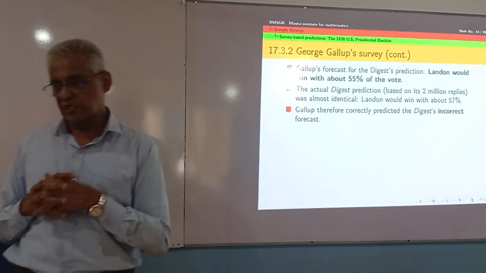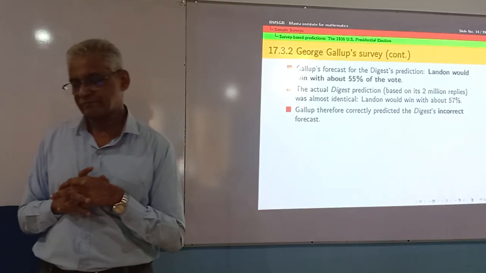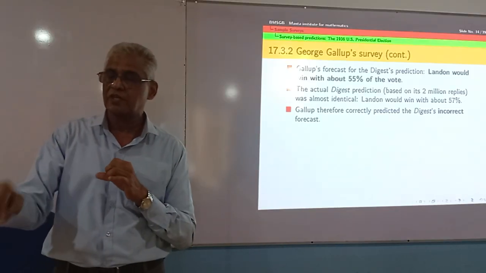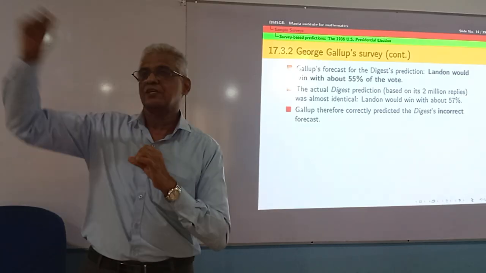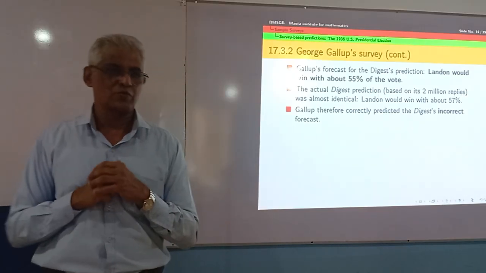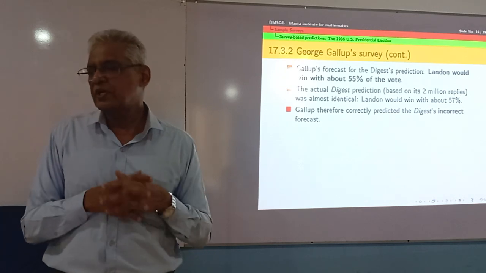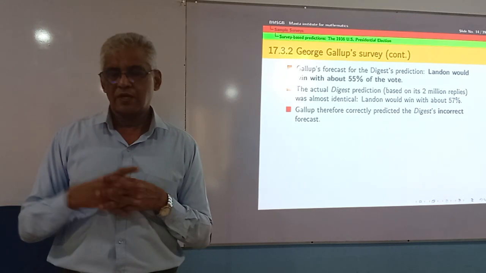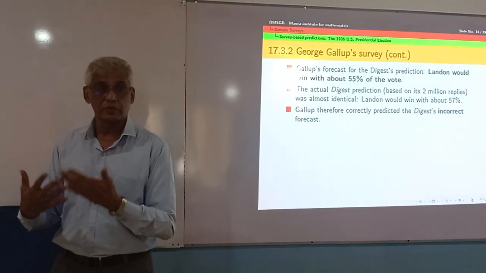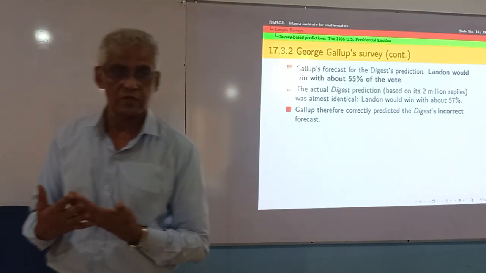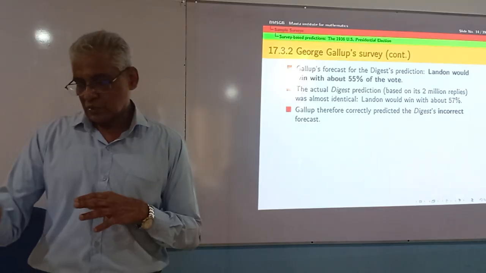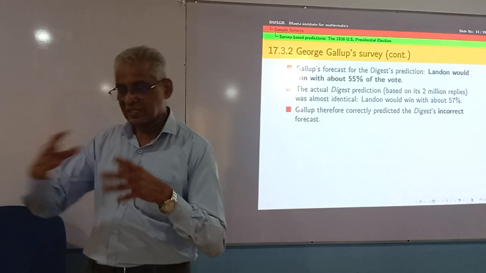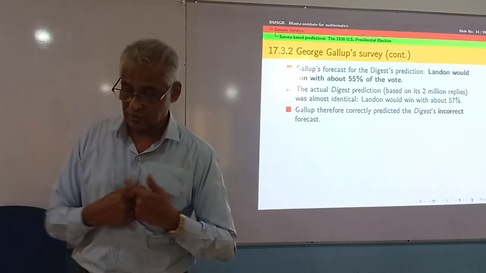That shows one thing, that we can predict whatever quantity we want. In this case, the quantity we wanted to predict was the prediction that would come from the Digest. We don't need very large samples, only 3,000 here, but the sampling method is important. It has to be a representative one. So that is one lesson that we can obtain. Gallup therefore correctly predicted the Digest's incorrect forecast.